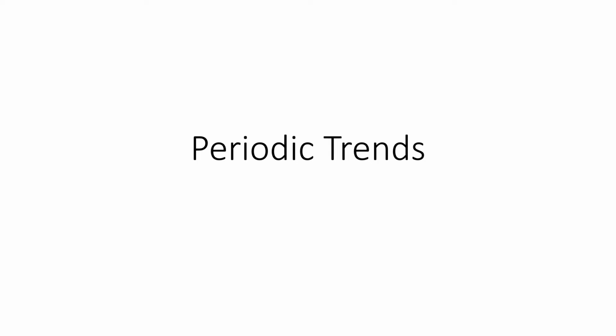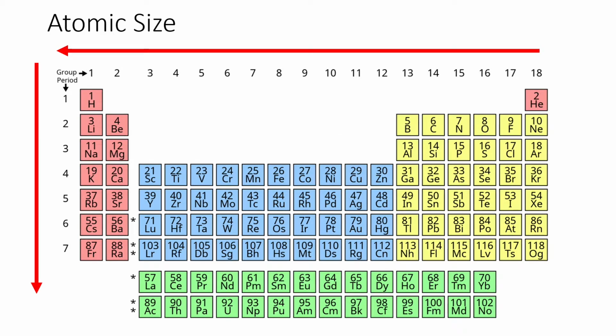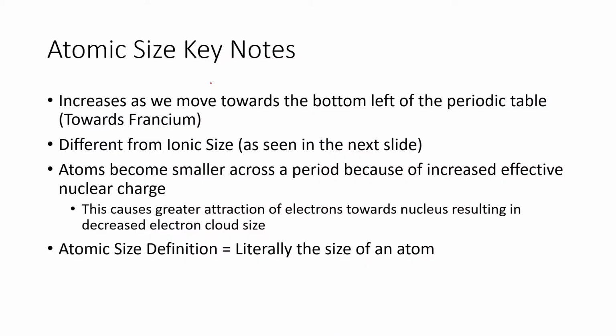Today we're going to run through periodic trends, including atomic size, ionic size, electronegativity, ionization energy, and electron affinity. Let's get started. Atomic size is simply how large the atom is going to be. Atomic size increases as you move left across the periodic table and down towards francium. I've written some important highlights on this slide here.